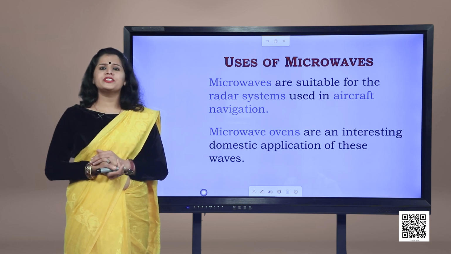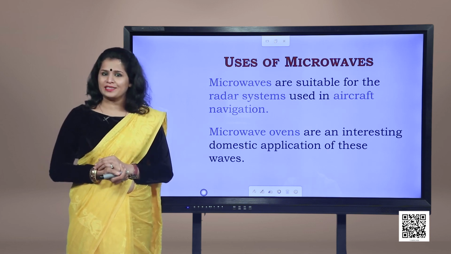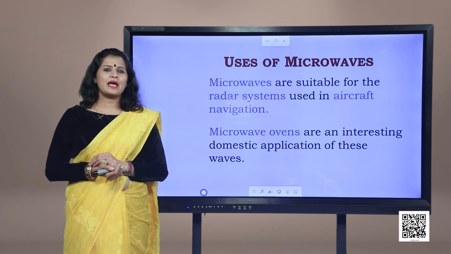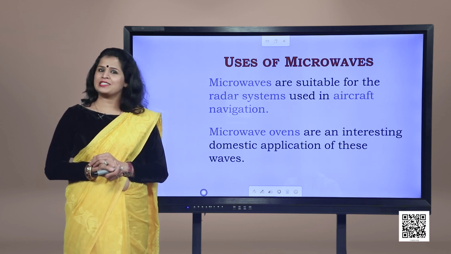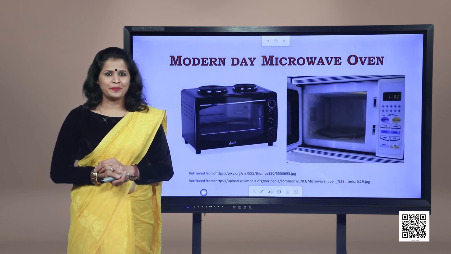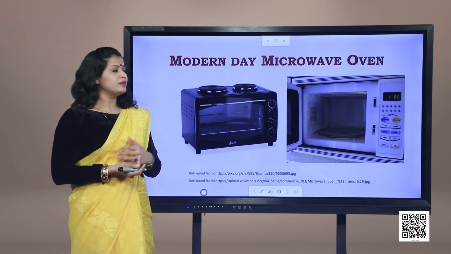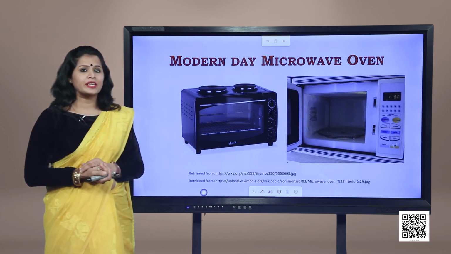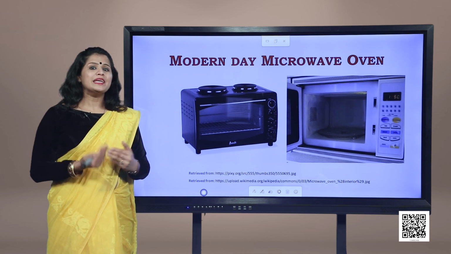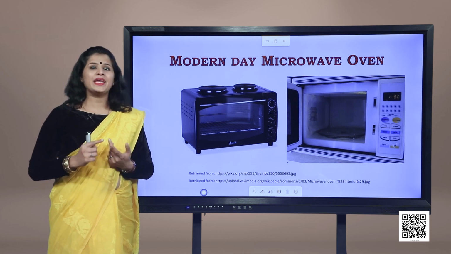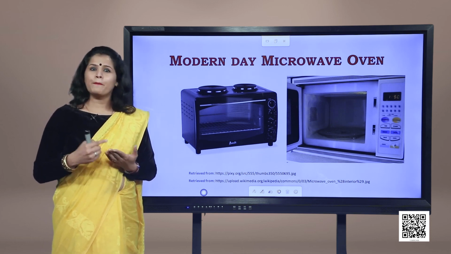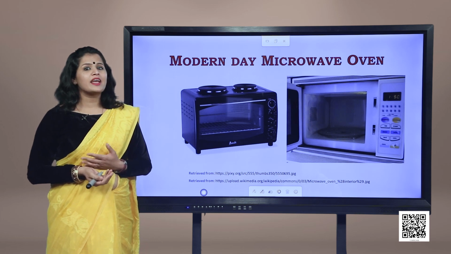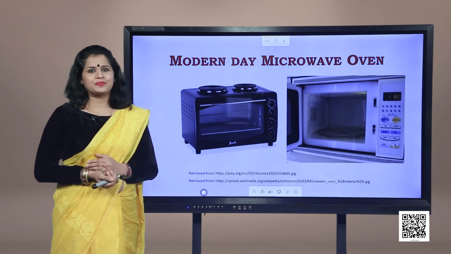How does the modern day microwave oven look like? You must have seen them in your kitchens. So let's have a look at them. The microwave oven looks like the ones shown in the figure. You may heat your food items, make tea or coffee, bake delicious muffins and cakes and many more food items.